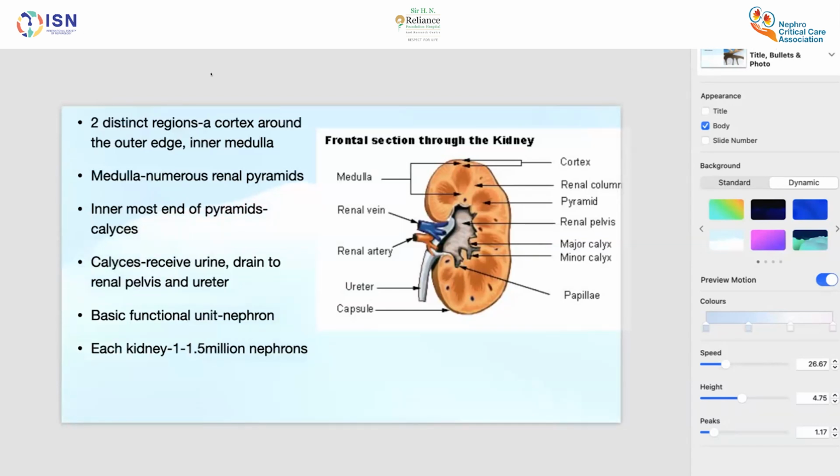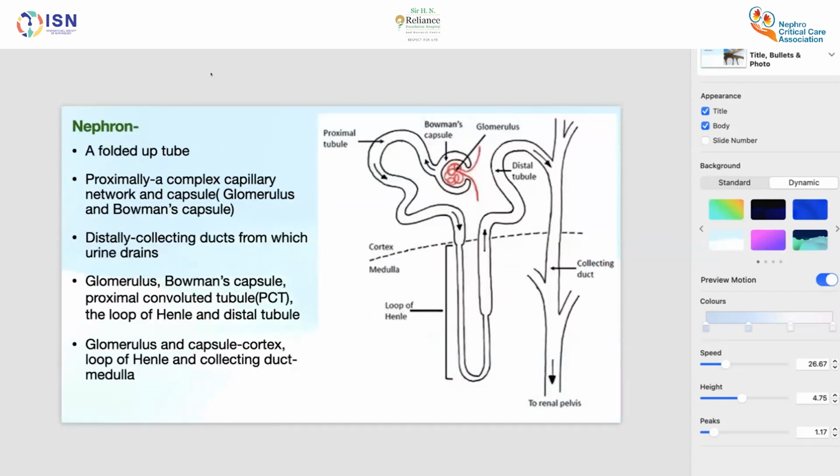The basic functional unit of the kidney is the nephron, and each kidney has 1 to 1.5 million nephrons. A nephron is a folded tube which consists proximally of a complex capillary network and a capsule, called the glomerulus and Bowman's capsule. Distally, it has collecting ducts from which urine drains. The glomerulus, Bowman's capsule, proximal convoluted tubule, the loop of Henle, and the distal tubule all constitute a nephron. Glomerulus and capsule are in the cortex; the loop of Henle and collecting duct are in the medulla.